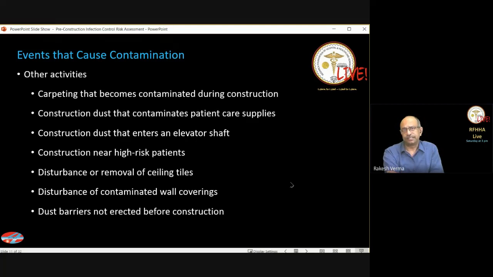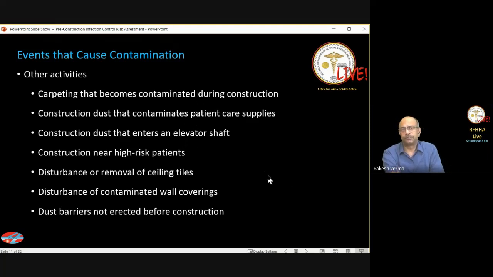Similarly, the elevator shaft is an issue. This is an area which is mostly out of sight, and therefore maintenance activities do not take place that often. Construction near the high-risk patients, so you have the ICUs or the isolation rooms or the operation theaters. So wherever you have high-risk patients or high-risk areas, if the construction happens near that, we need to be concerned.